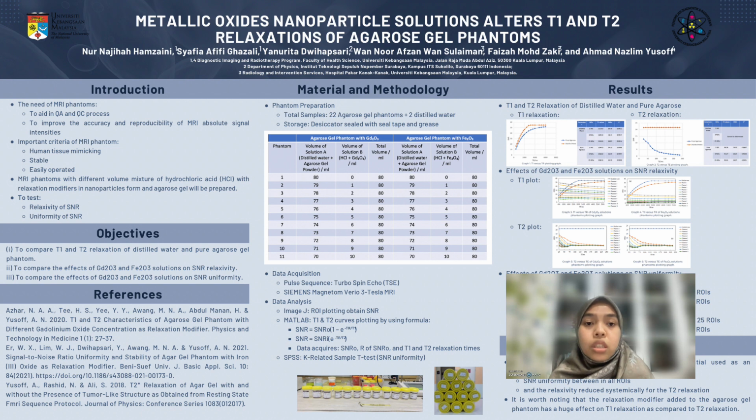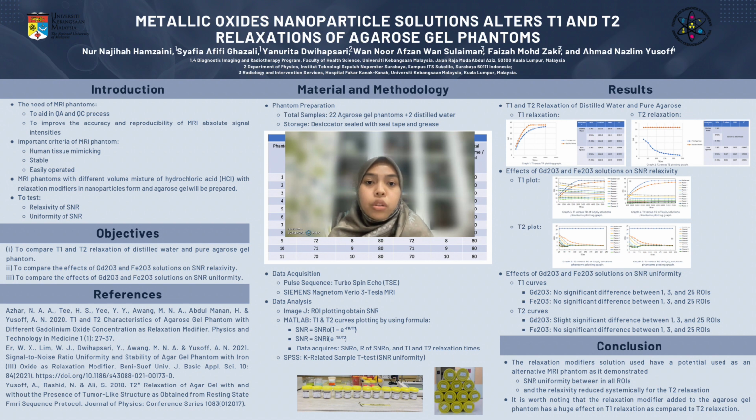Next, for data acquisition, we use a Siemens Magnetom Vario 3 Tesla MRI, using a turbo spin echo for the pulse sequence. For data analysis, we use three softwares: ImageJ for ROI plotting, MATLAB for T1 and T2 curve plotting and also to acquire data like SNR naught, R squared, and T1 and T2 relaxation times. The third software is SPSS, to check the SNR uniformity by using a K-related sample t-test. Next, we move on to the results.